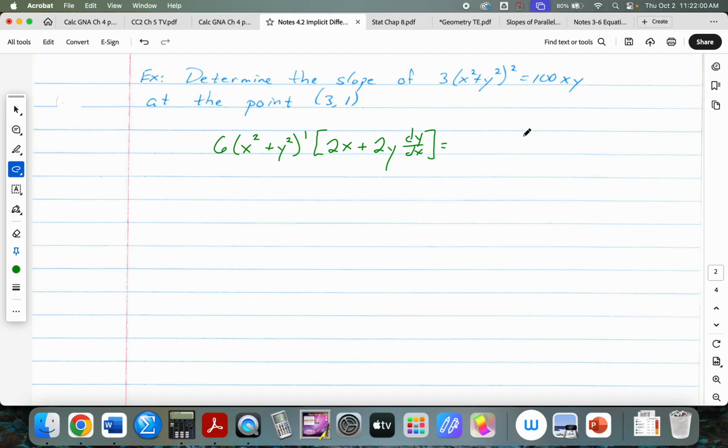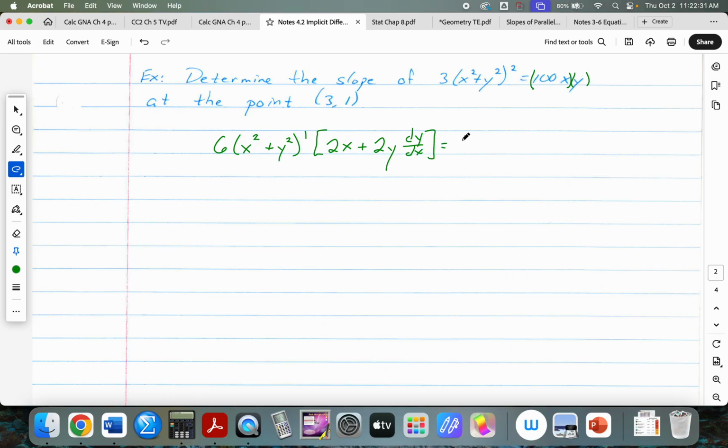Equals, when I have something like this, I think I've mentioned it before when you had to use the product rule. I think of it as 100x times y instead of 100 times x times y. If you think of it as 100 times x times y, then you have to remember to distribute the 100 at the end of your work. If you do it this way, it's just a straight product rule.